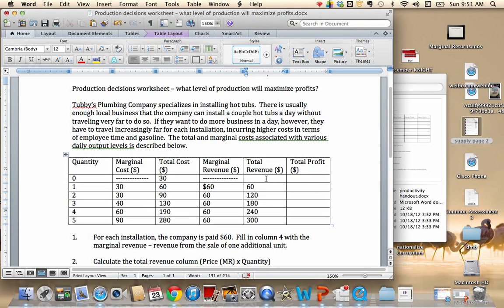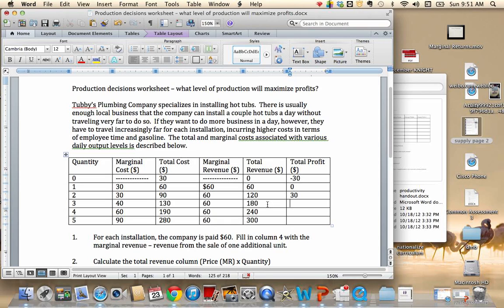Our total profit at 0, obviously our total revenue is 0. We have costs of $30. Those are your fixed costs. So if you're not making any, you're still out money. You still have to pay that. When we sell 1 at 60, our total cost is 60, so at that point we're just breaking even. When we install 2 for revenues of 120, our total costs are 90 for a profit of 30.